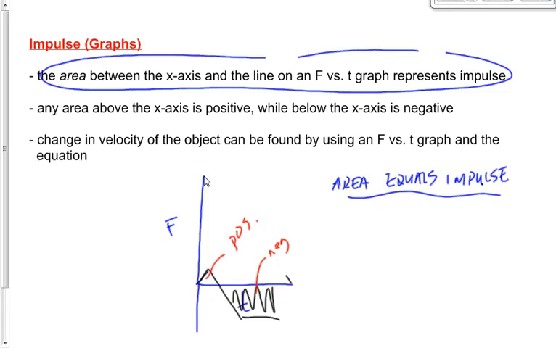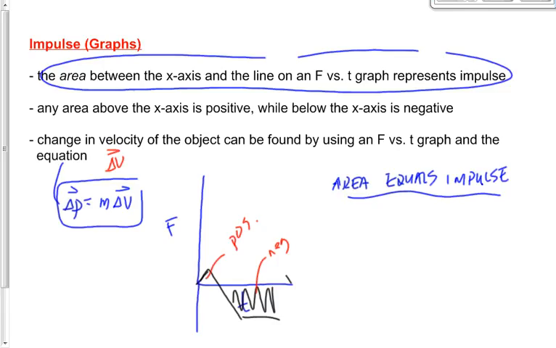Now, sometimes you've got to go a little bit further. Sometimes you don't just want impulse. Sometimes you want delta V as well. If you're looking for something beyond impulse, like delta V, you're going to set the impulse that you found by calculating the area equal to m times delta V. It's not a new equation. It's on your data sheet. We've used it lots.